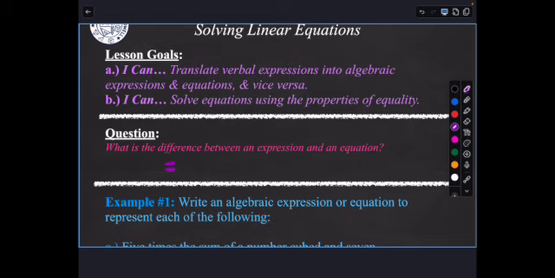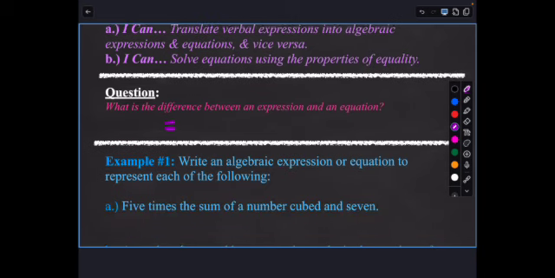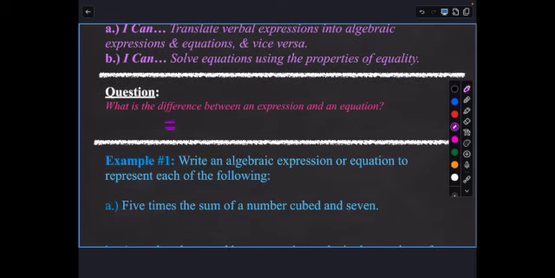An equation is made up of two expressions set equal to each other. So an expression typically does not have an equals to sign. An equation typically has an equals to sign. So that's the main difference between an expression and an equation. So let's look at a few examples of translating. We're going to start with writing out an expression and writing out equations.